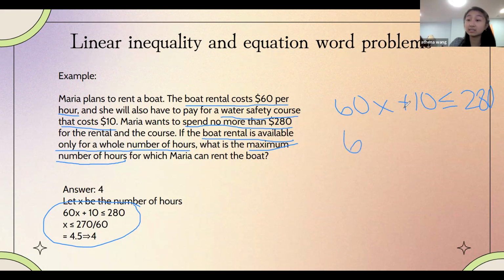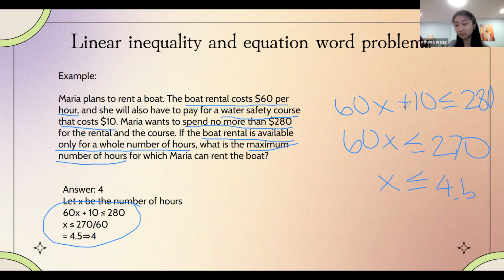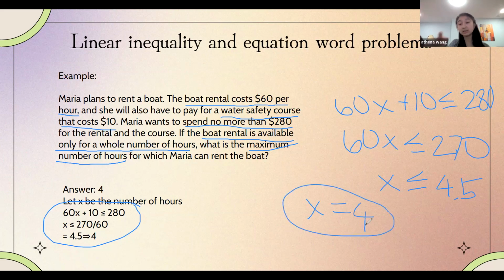So we have that 60x is less than or equal to 270. And if we do this out, x is less than or equal to 4.5. But we see that this boat rental is available only for a whole number of hours. So the maximum x can be for a whole number of hours is 4.